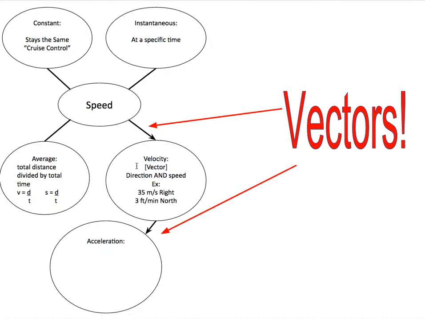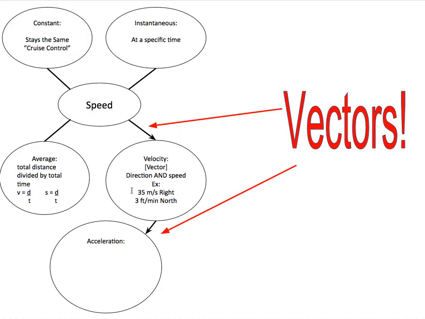On your notes, please write vector, and that it's direction and speed. You must have both for it to be a vector. The magnitude here is the size of the arrow. 2 examples would be 35 meters per second to the right, or 3 feet per minute to the north. Now, the 35 is going to be that speed, 35 meters per second.